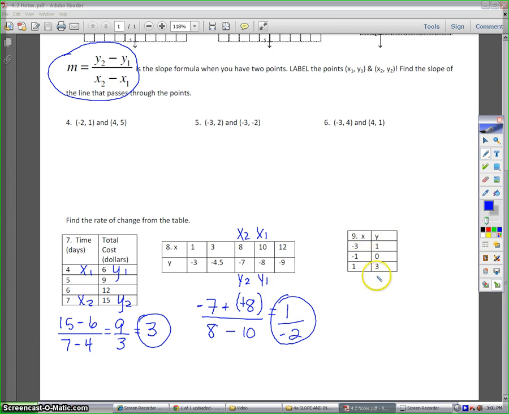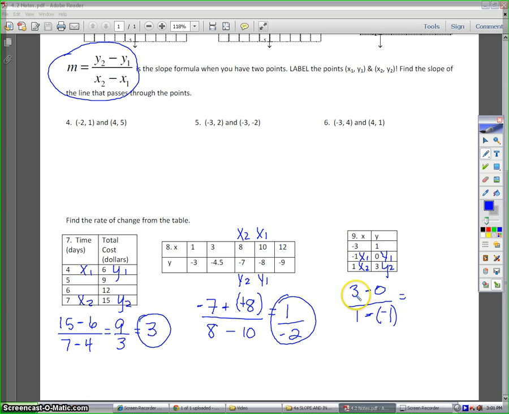Number 9, again, I'm going to go ahead and pick any 2 points I want. I think I want the 0 in there. That's easy to work with. So I'm going to do x1, y1, and I think I'm going to pick the last one because they're both positive. x2, y2. Again, you can pick any 2 points you want. So following my formula, y2 is 3 minus y1 is 0, divided by x2 is 1 minus x1 is negative 1, and again I'm going to separate my subtraction from my negative sign.